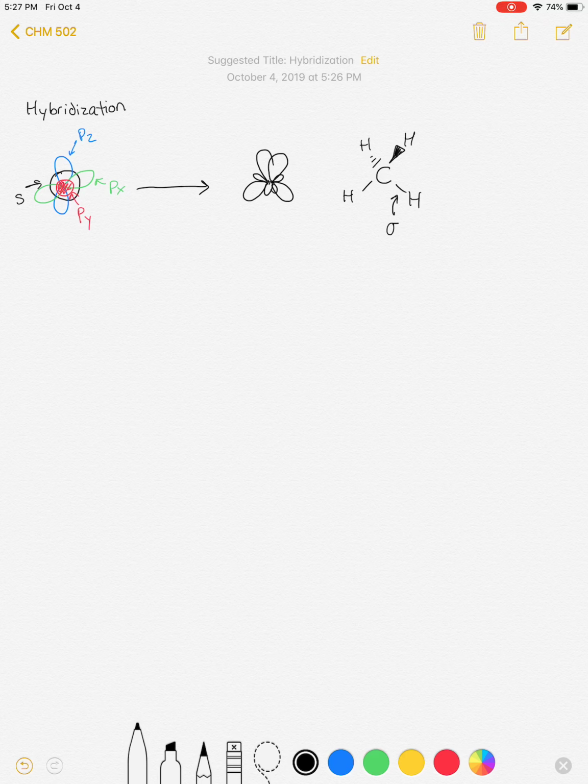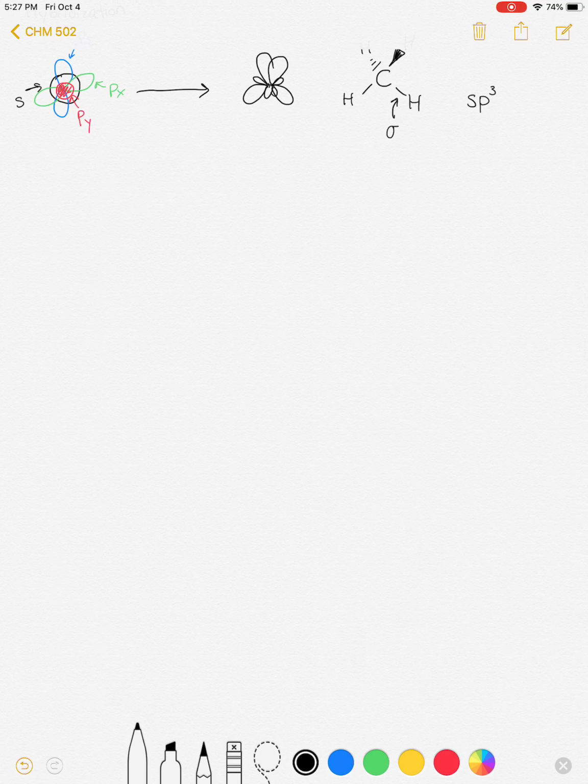And so in this case, we have 1 s orbital, and all 3 p orbitals are hybridizing to make sp3 hybrid orbitals. But we don't have to have sp3 hybrid orbitals. We can have sp2 hybrid orbitals. So what does that look like? Instead of all of the orbitals hybridizing, only 3 of them do. So we can draw our 3 hybrid orbitals like this, and then we have 1 left over.